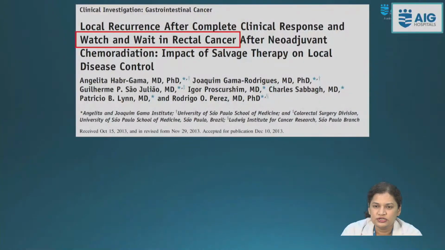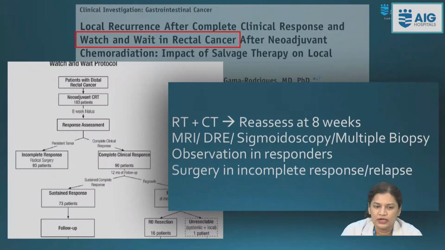The third approach is what we call watch and wait. Habr-Gama did multiple studies with a case series of patients where they received long course chemoradiotherapy, and within 8 weeks they were reassessed with an MRI, digital rectal examination, sigmoidoscopy and multiple biopsies. Those patients who had a complete clinical response actually did not undergo surgery but went on to a very close period of follow-up, whereas those who did not have a complete response went in for standard surgery.